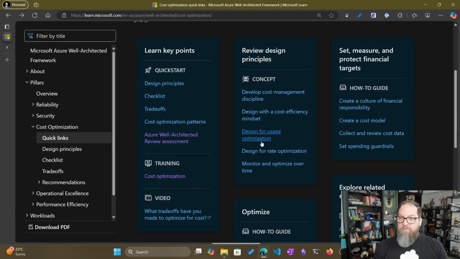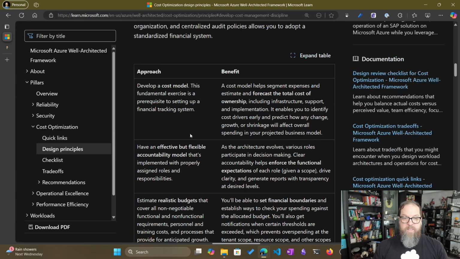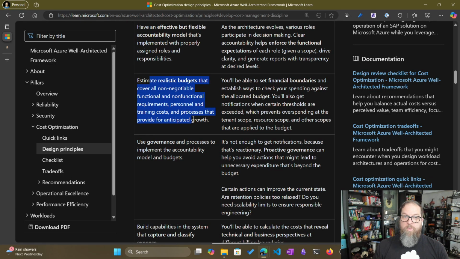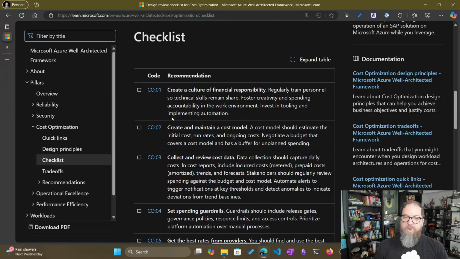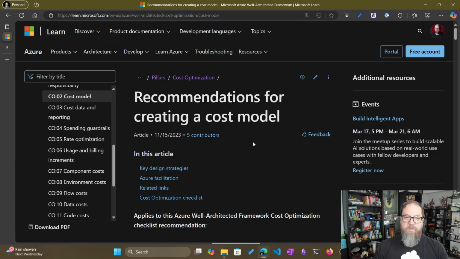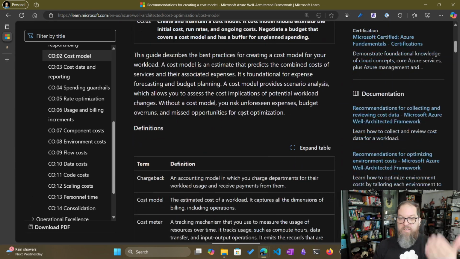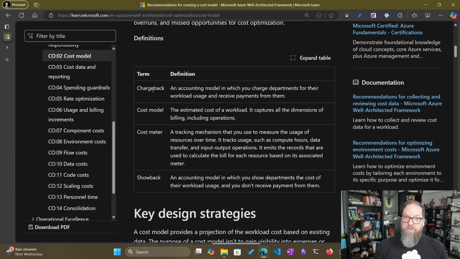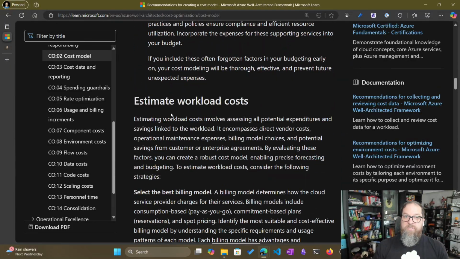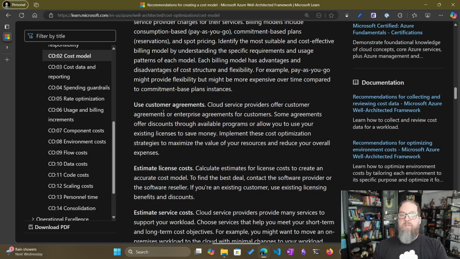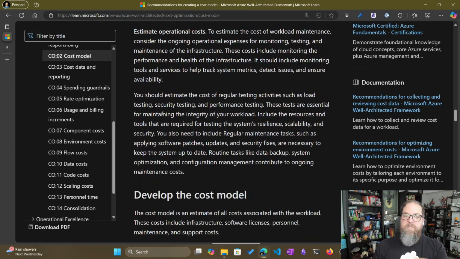We have a deep dive into design principles. So like we can go into the design principles and understand, what's my cost model? What's my budget? There's checklists here. So you can go through and look at each one. So, I mentioned cost model. I can look at this cost model and there's a deep discussion on all of the terms like chargeback or a cost meter. There's design decisions that you can make. There's a discussion on the different billing models and customer agreements and licensing.